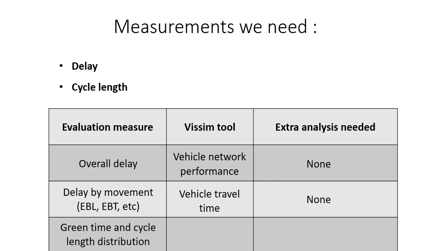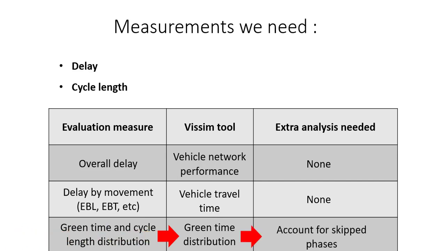And for green time and cycle length distribution, we are going to use green time distribution in the software. The software doesn't show us the cycle length directly, so we are going to use green time distribution to calculate the cycle length. But there is something we have to account for, and that is skipped phases. We should figure them out and use them to calculate the exact cycle length.